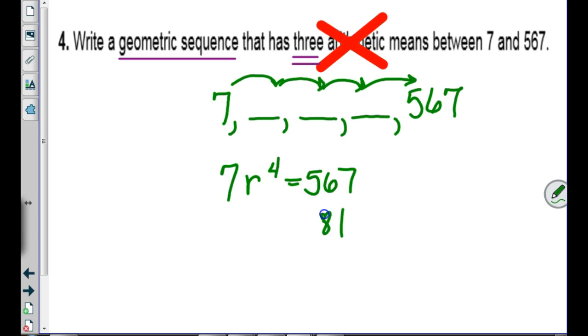81, yes? If you divide, and then the 4th root would be 3. So what are the missing terms? 7 times 3 is 21. 63 and 189 times 3 is 567. Did you check? Okay. I always check because it's easy to know you're getting it right then.